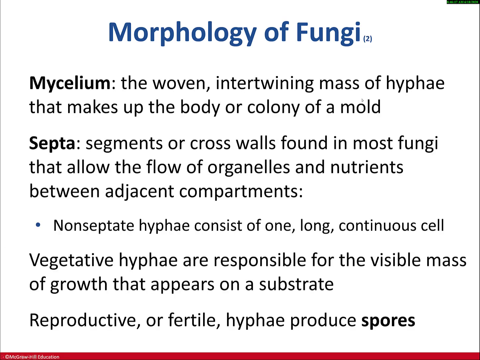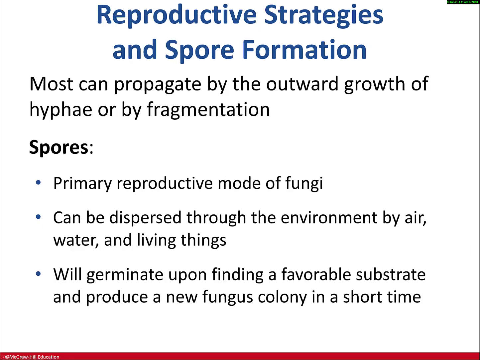Mycelium, the woven intertwining mass of hyphae. The septa, I've already shown you, are segments or cross walls found in most of these. Non-septate hyphae consist of one long continuous cell. Vegetative hyphae are responsible for the visible mass of growth, as it appears on bread and that sort of thing. Reproductive fertile hyphae produce spores, and that's one way it gets disseminated. They propagate the outward growth.